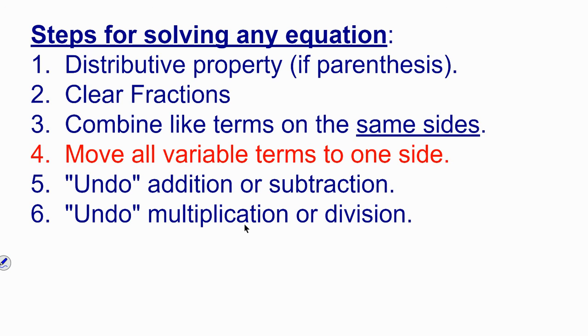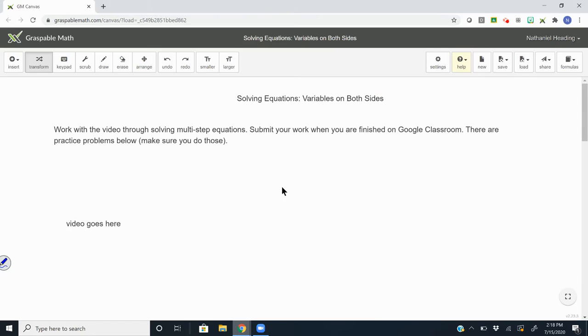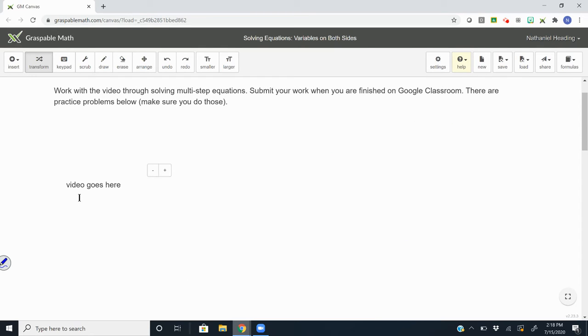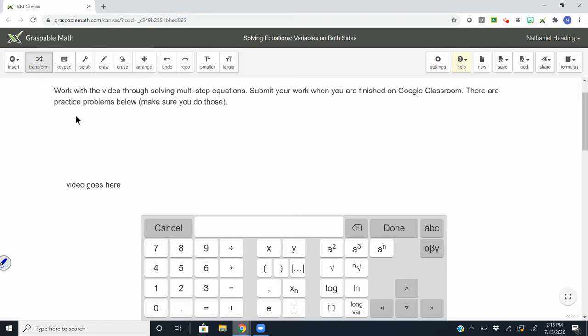So let's go to Graspable Math and solve this. So Graspable Math, again, your video is right here, at least that's where it should be. We're going to insert our equation that we just created. So we're going to click the insert button. We want math expression, and then we're going to type it in. So 75x plus 1,200 equals 100x plus 800. And again, you can use this keyboard or use the keyboard on your computer.